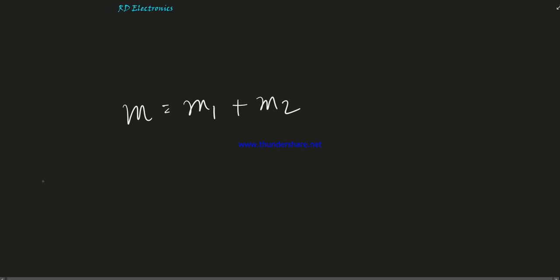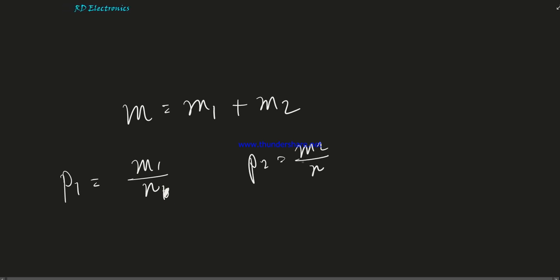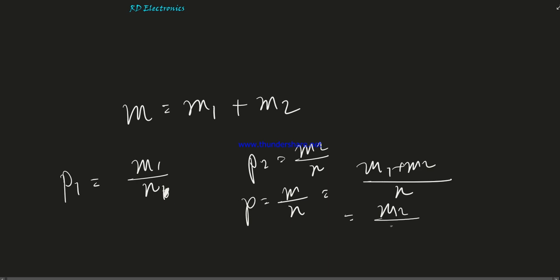Now the probability of occurrence of the first event is p1 equal to m1 by n, and the probability of occurrence of the second event is p2 equal to m2 by n. Then the probability of occurrence of the first or the second event, p, equals m by n. This is m1 plus m2 over n, which is m1 by n plus m2 by n. Therefore this equals p1 plus p2. So this is the additive law.